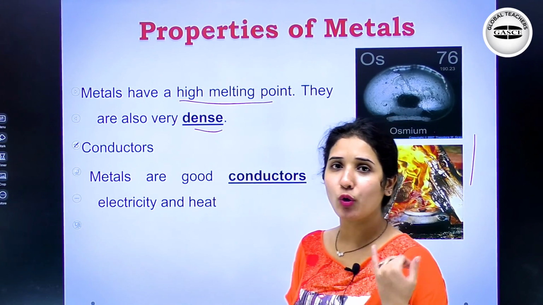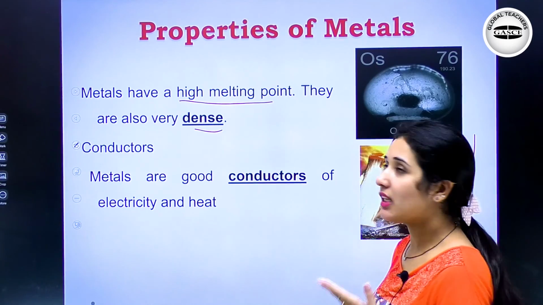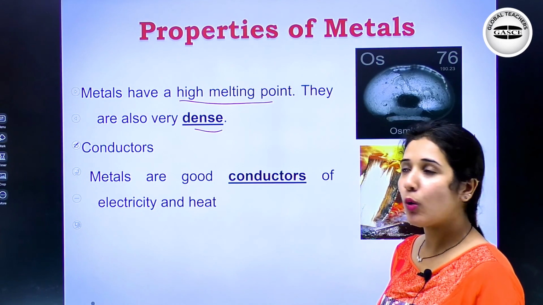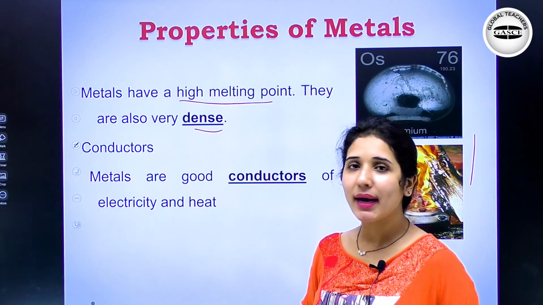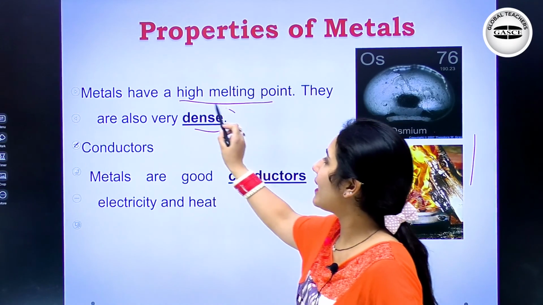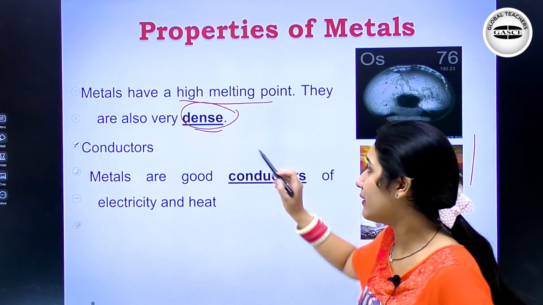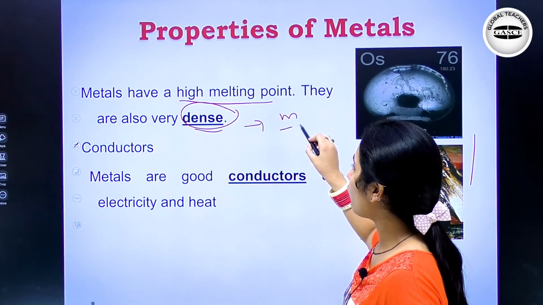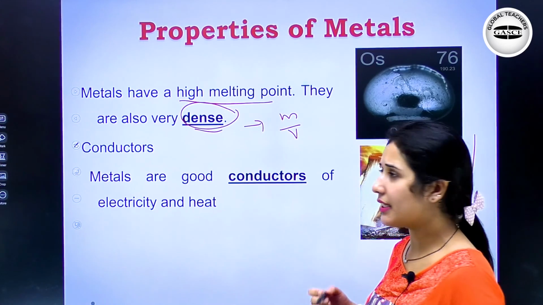Except as I just told you, mercury, cesium, and gallium have low melting points. Generally, all the metals have high melting points, and they are very dense. What is density? Mass upon volume ratio. So they have great density.